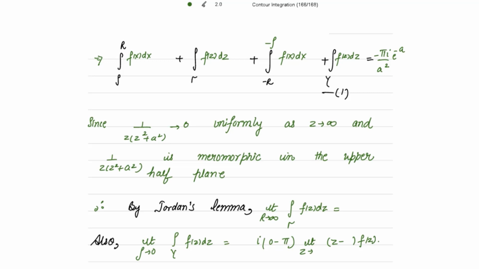Now since 1 over z into z square plus a square is tending to 0 uniformly as z tends to infinity, and this is your meromorphic function in the upper half plane, so by Jordan's lemma this integral is 0.